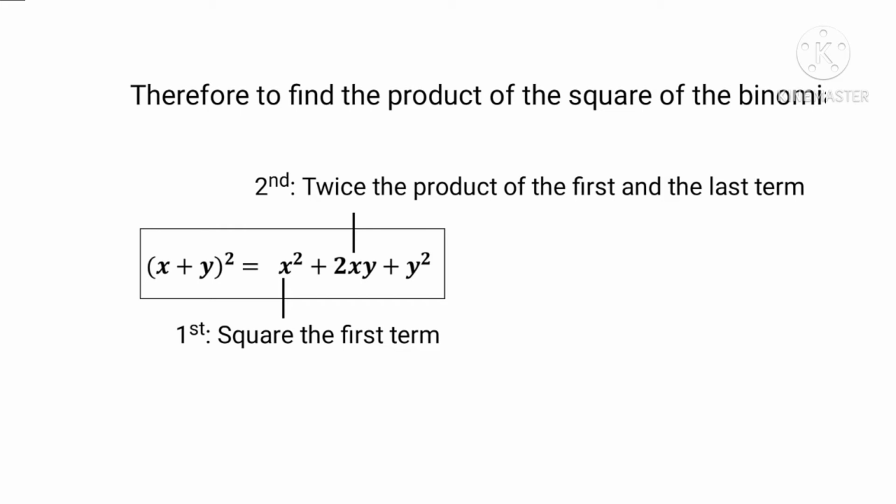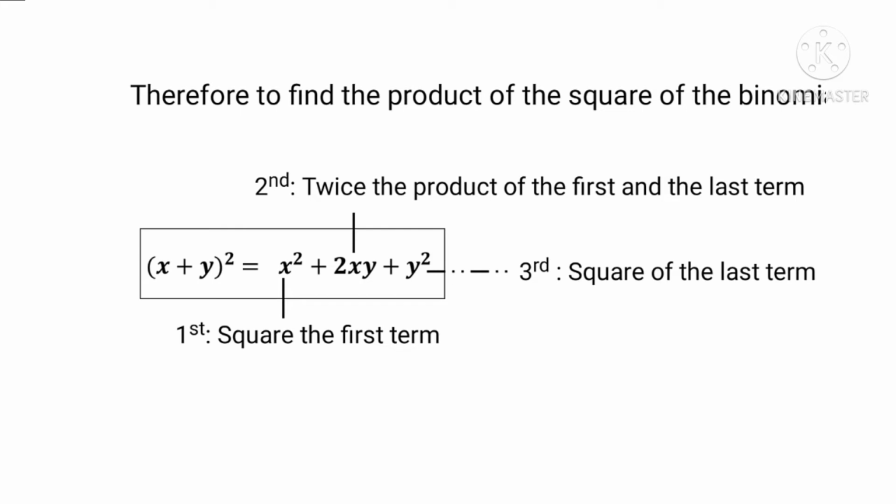Next, ano yung magiging third term ng ating sagot? Ang magiging third term ng ating sagot will be the square of the last term. Ibig sabihin, i-multiply naman natin itself yung last term twice. Yun yung magiging sagot natin sa third term.